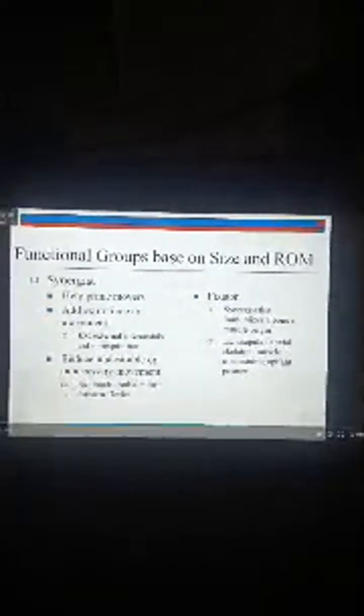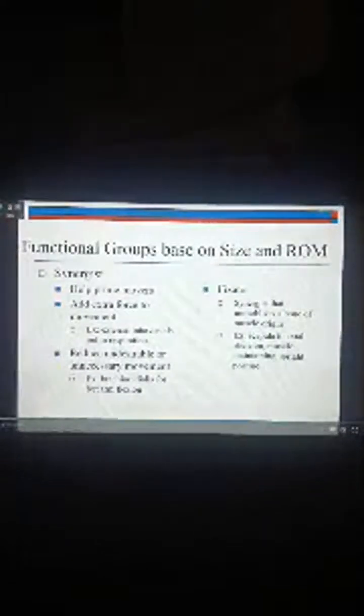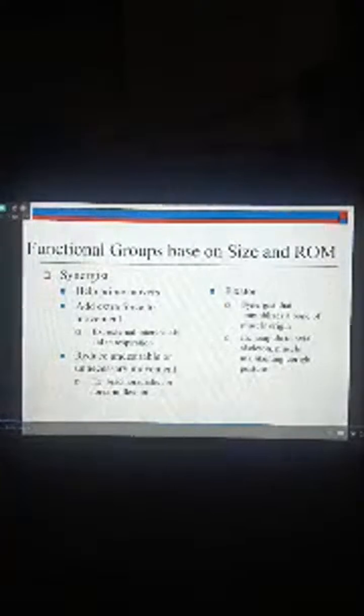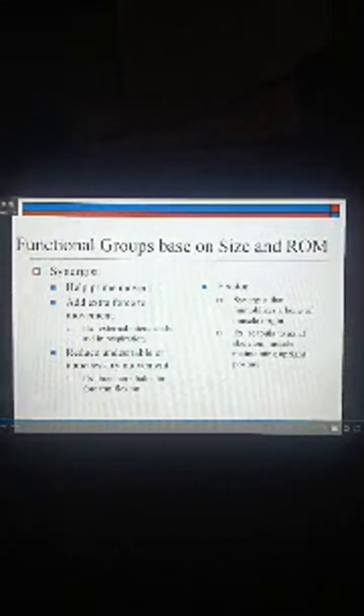And then we have synergists. Synergists are going to help us out, kind of like Robin. He's there to help out Batman, but he's not necessary. He's not in all the movies. So they are going to do different things. One, they can add extra force to a movement.